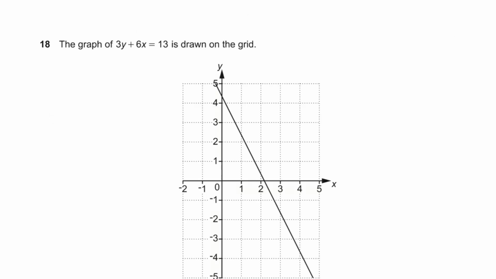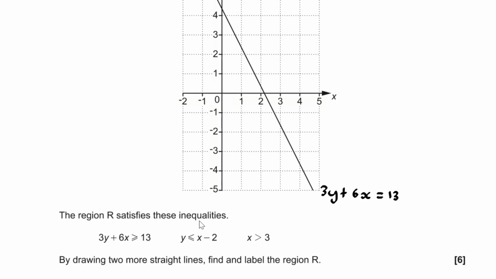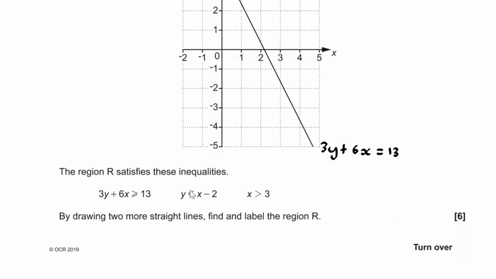Question number 18, the graph of 3y minus 6x equals 13 is drawn. So here we've got 3y plus 6x equals 13, that's drawn. And on this grid we've got the region R which satisfies these inequalities. We've got 3y plus 6x being greater or equal to 13, y being less than or equal to 2, and x being greater than 3.